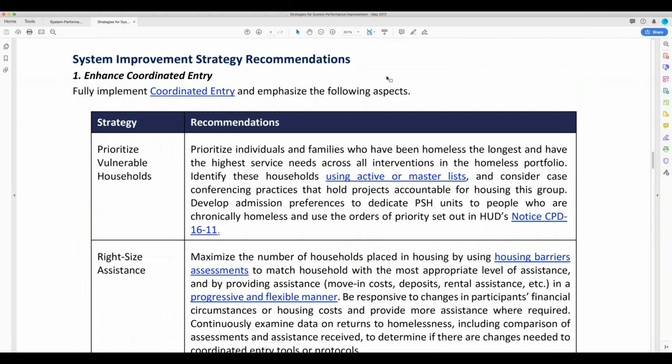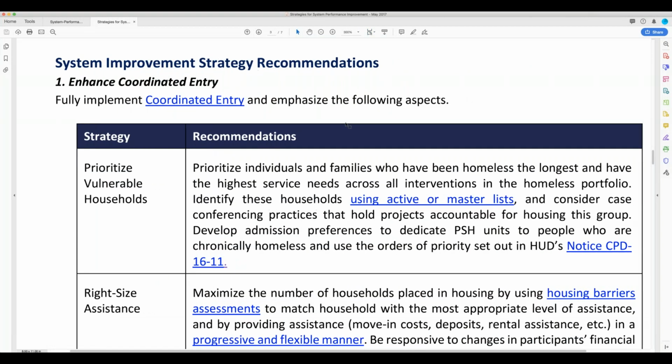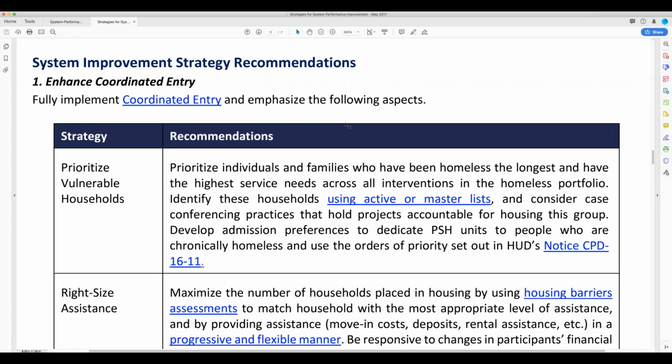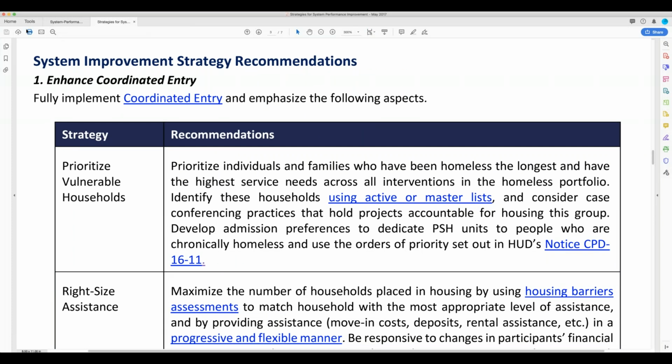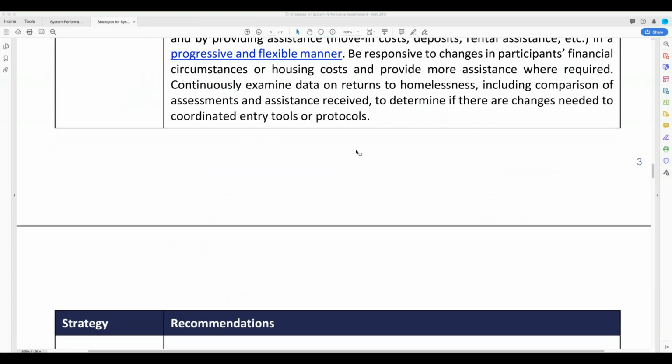I'm not giving you anything that I wouldn't have already tried to look at myself in order to inform me based on what HUD is thinking about this stuff. Okay, so this is, again, another document from HUD. It's called Strategies for System Performance Measure Improvement, and they have 3 major areas that they're hoping to see folks focus on in order to improve around these particular metrics.